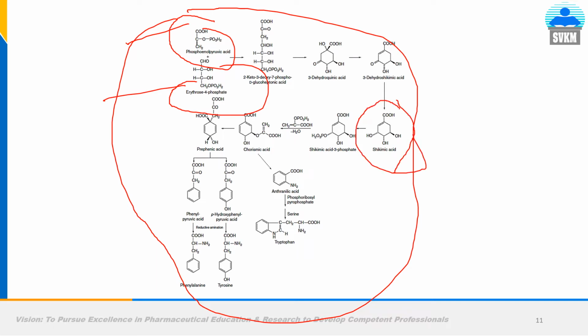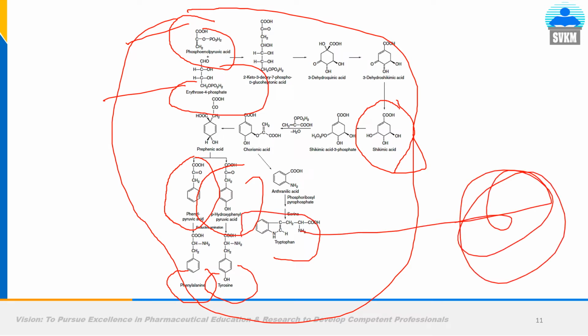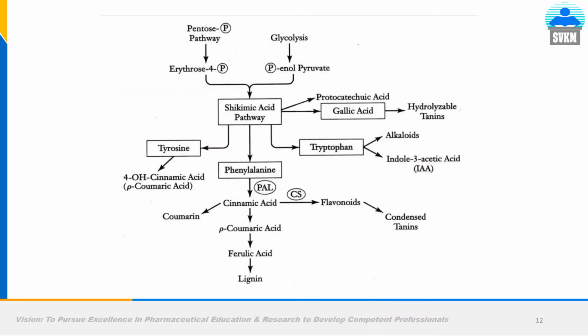It will give you chorismic acid, it will give prephenic acid, and here there is bifurcation. This is the phenyl pyruvic acid and this is para hydroxyphenyl pyruvic acid. One will give you phenylalanine, another one will give you tyrosine, and third one is tryptophan. So this tryptophan, this tyrosine, this phenylalanine, these are the important 3 aromatic amino acids designed in the plant only through shikimic acid pathway initially.